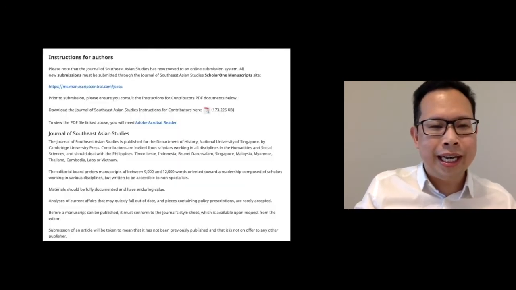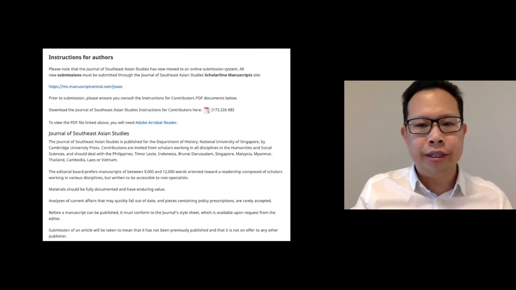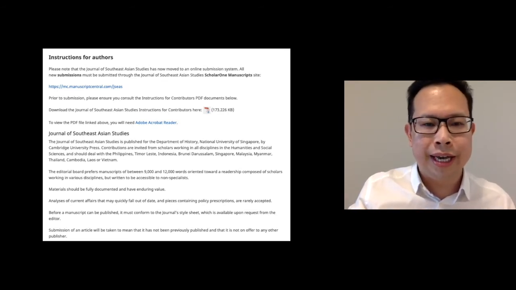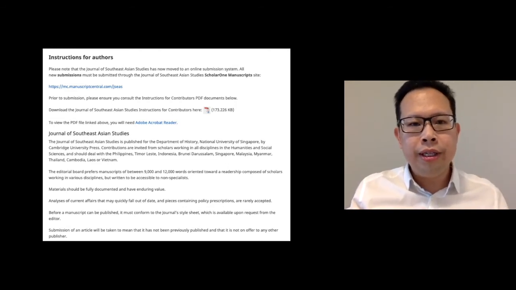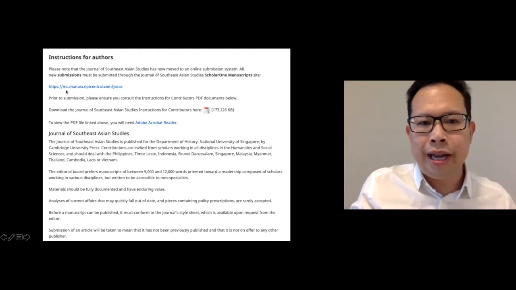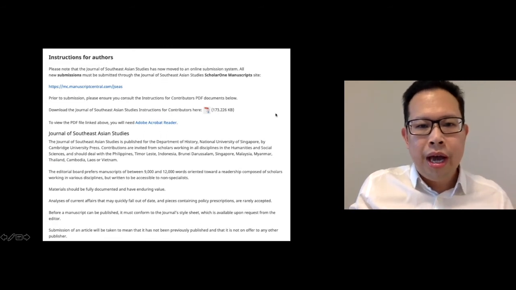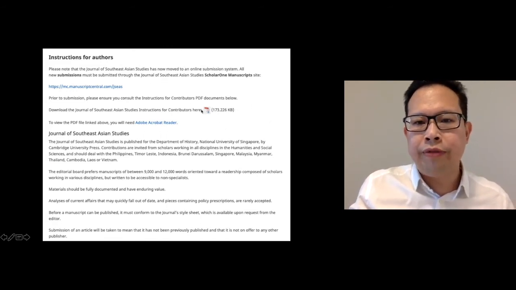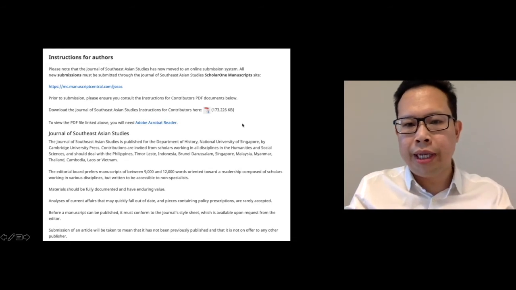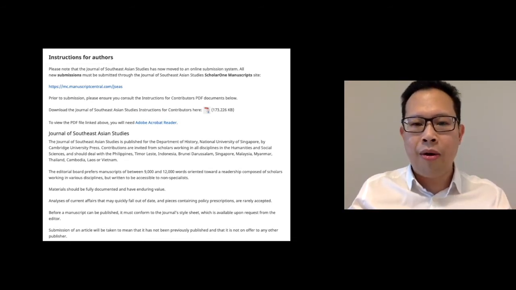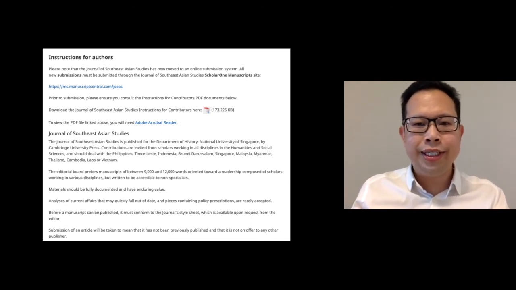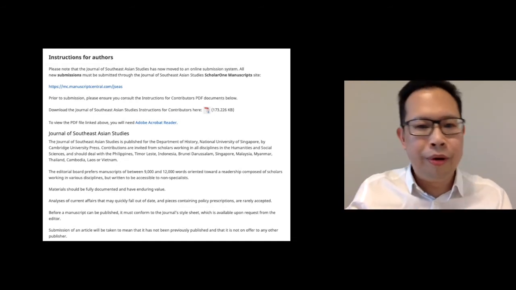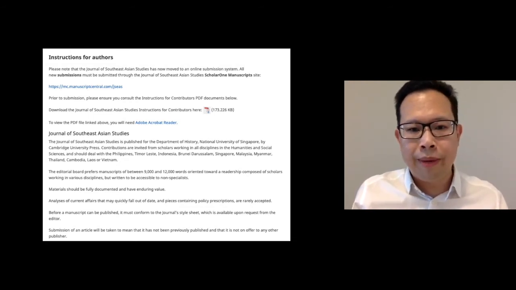And so this is how the instructions for authors looks like, and this is the Journal of Southeast Asian Studies. So under the instructions for authors, you will see, for instance, where you can submit your article, how you can download the instructions for contributors, and very often this document contains the style guide where you know that you have to follow a certain citation style, and for instance whether the journal uses American or British English and so on. So this is extremely important.